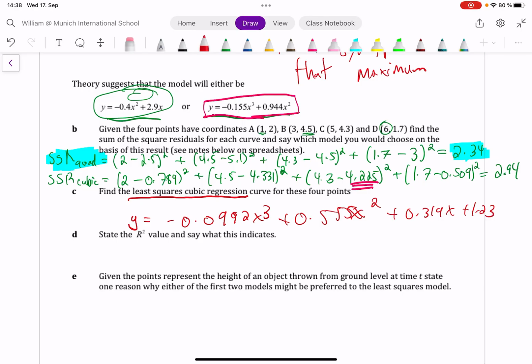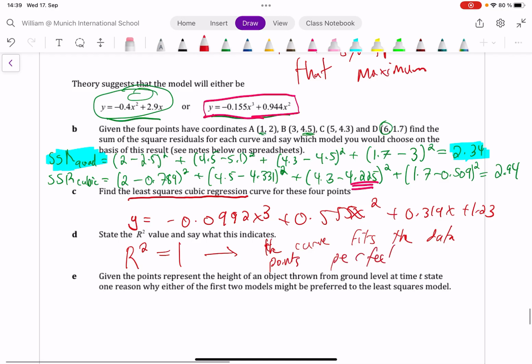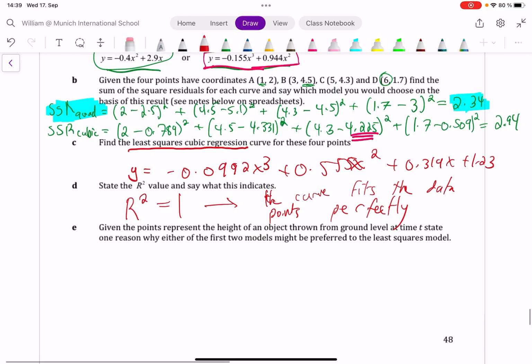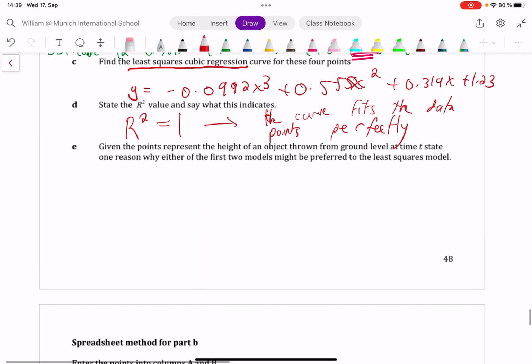It says state the r squared value and say what this indicates. If you go find that r squared value in the calculator for that set of data, it is 1. And it means that the curve fits the data points perfectly or exactly, right? I can draw a cubic one that fits this exactly. It goes through all 4 of those points exactly.